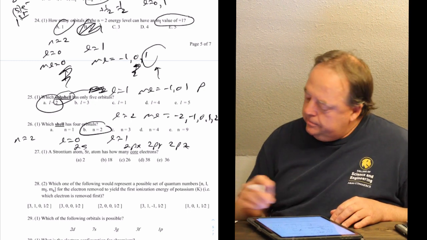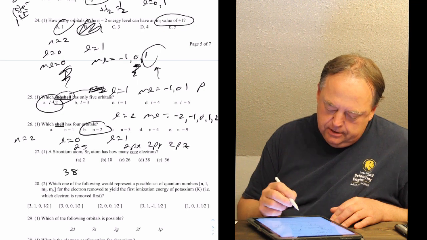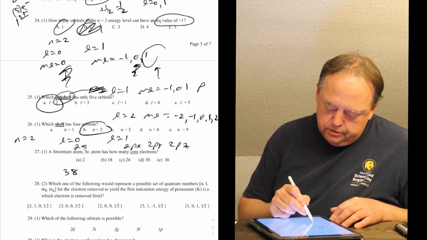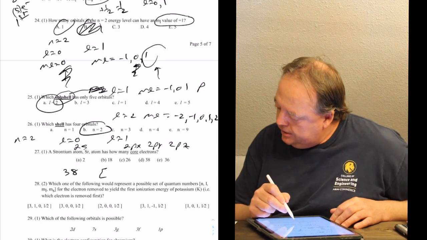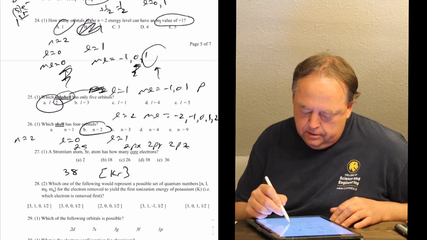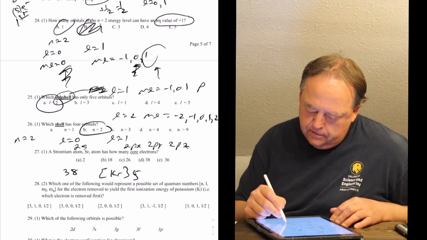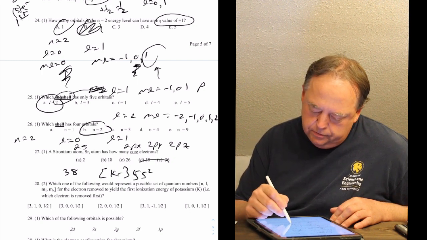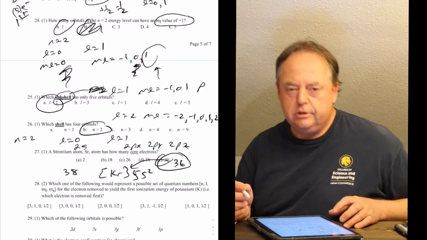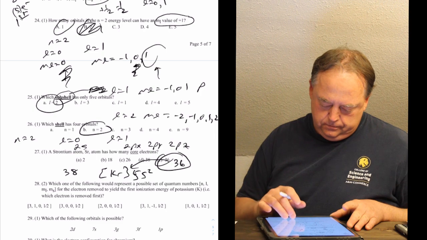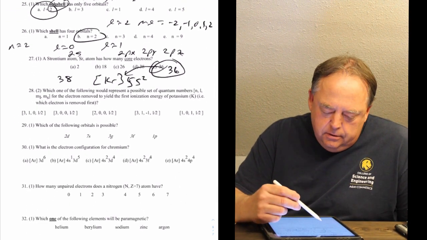Okay, so strontium's atomic number is 38. If you wrote this using a noble gas electron configuration, it would be krypton 5s2. So krypton is the core. Krypton has 36 electrons, so the correct answer is 36 core electrons.